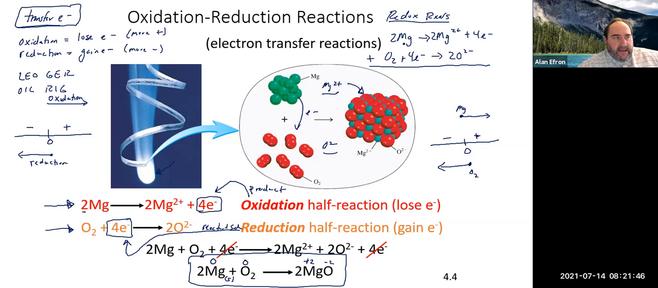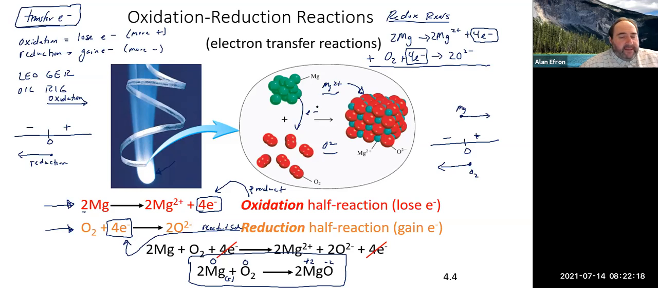Before you can add half reactions together when you're doing redox reactions like this, you have to make sure one thing is done. That one thing is you should have the exact same number of electrons in each half reaction. If you did not have the same number of electrons in each half reaction, you would need to multiply the reaction by a number to get the same number of electrons in each half reaction.